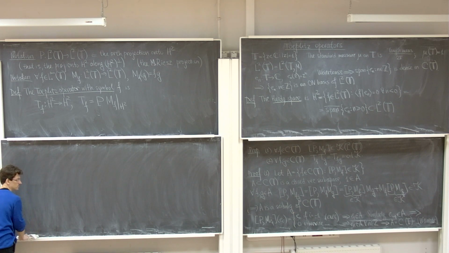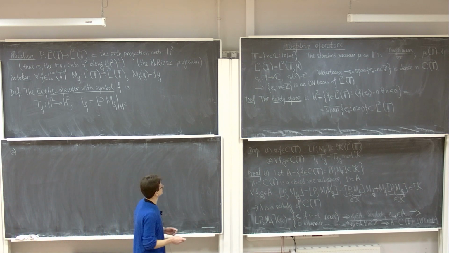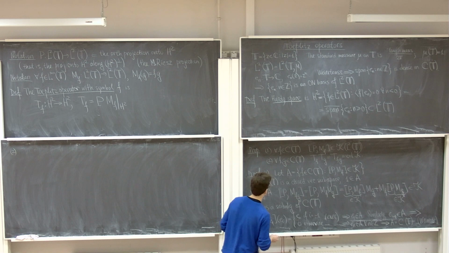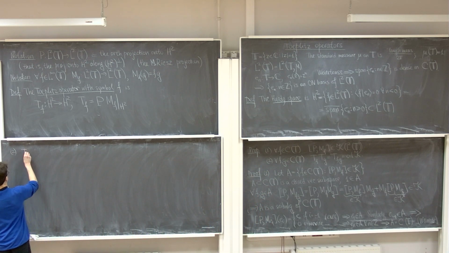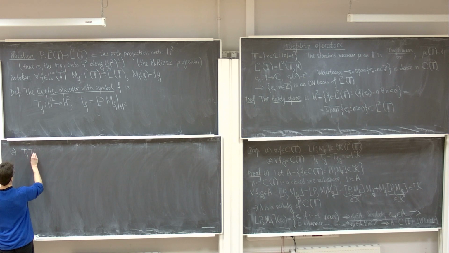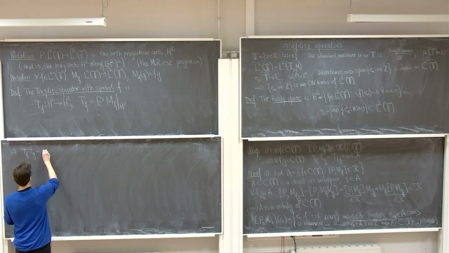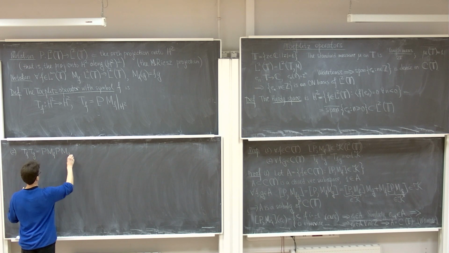Now part 2 easily follows from part 1. So let's take T_f T_g. By definition, this is P M_f P M_g restricted to H2.